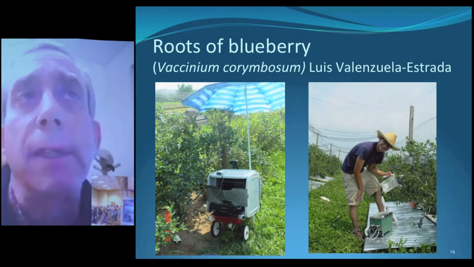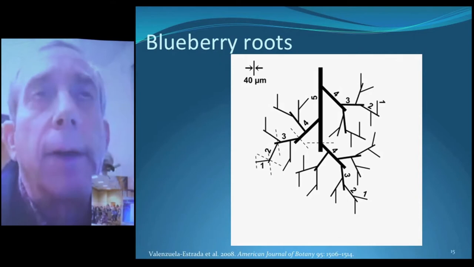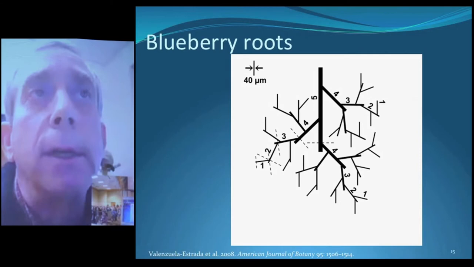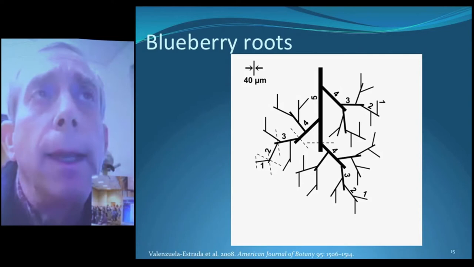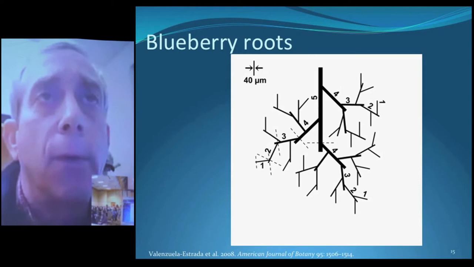This is a schematic of a blueberry root system, showing how it's organized in an order concept, where the first order is the finest lateral, the most distal, second order, third order. And it's a very dissected branch root system. And the diameter of a first order root in blueberry is only about 40 microns. It's really small. That's about 0.04 millimeters, much smaller than apple. But we can look at what is the influence of order on the function of the root system in these fine roots of blueberry. Next slide.